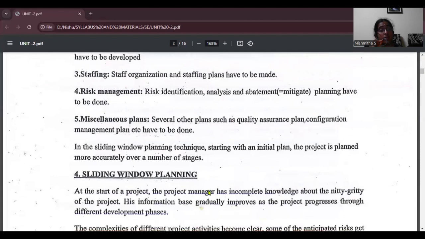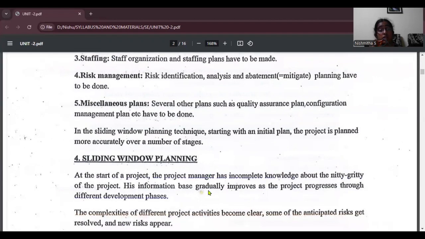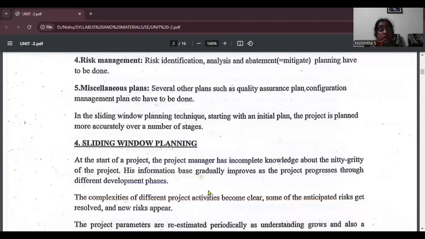So now let us see about the sliding window planning. At the start, the project manager has incomplete knowledge about the project. His information base gradually improves as the project progresses through the different development phases, which means right at the beginning of the project, since he is new to the project, he does not have any base knowledge about the project. But gradually, learning from his experiences, he becomes an expert to lead a project through different development phases.